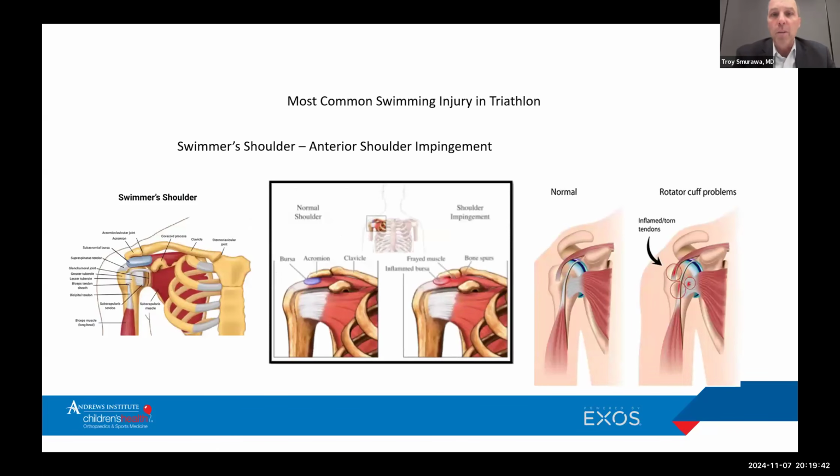So I'm going to talk about the most common swimming injury that we see in triathlon, which is swimmer's shoulder, or we call it anterior shoulder impingement. And what this is, is that the shoulder pinches underneath in the subacromial area in the anterior shoulder joint, which will cause basically inflammation of the subacromial bursa, and also it will pinch the anterior tendons and muscles of the shoulder joint.